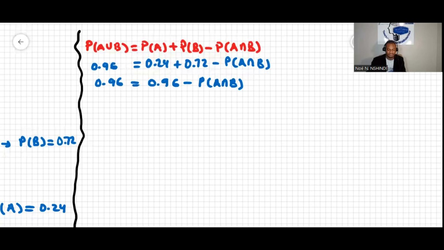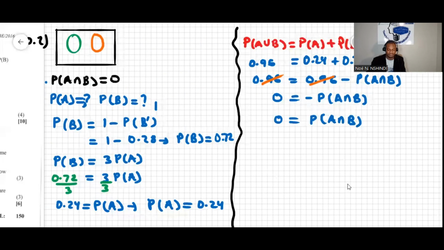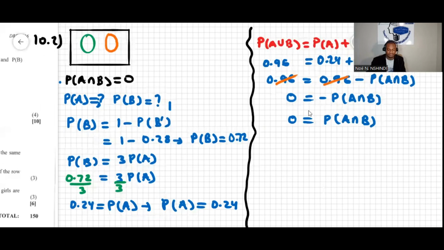Now we can simplify this. We move the 0.96 over, and then we have 0 equal to negative the probability of A and B, which is just 0 equal to the probability of A and B. And this is proven, because we had to prove that the probability of A and B was equal to 0 in order to have mutually exclusive events. Thank you.